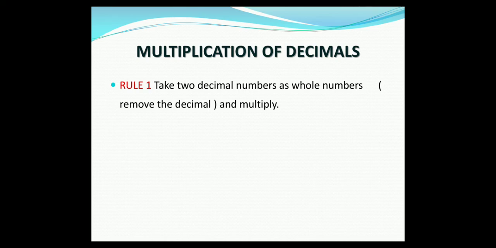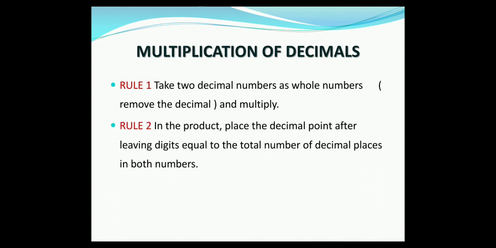Suppose you have two decimal numbers. In that case, first don't consider the number as a decimal number. First see it as a whole number. In the sense, don't see the decimal point. While you write the number, just write the number as it is. Don't write it as 1.20, write it as 120. And then do the normal multiplication.